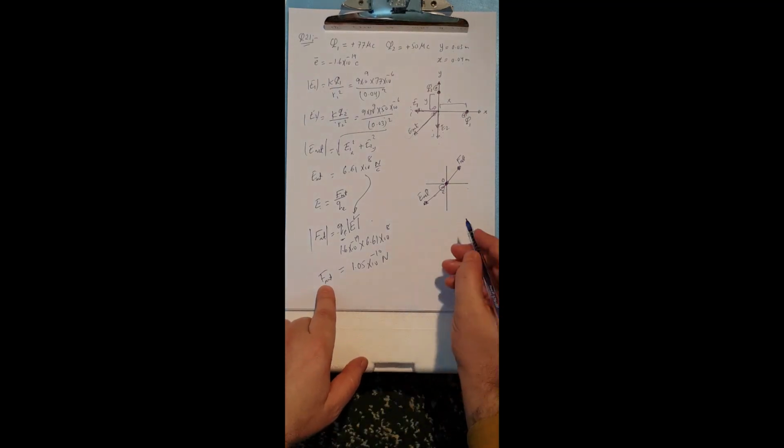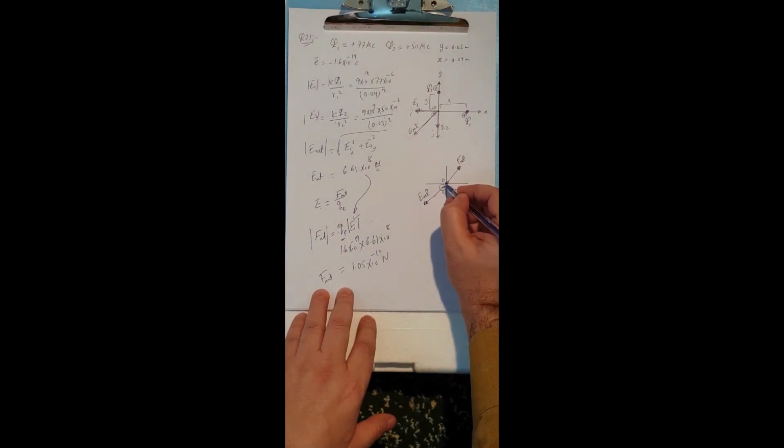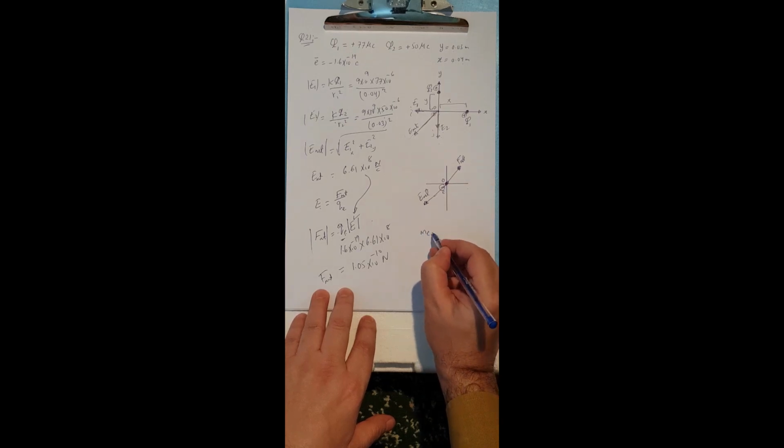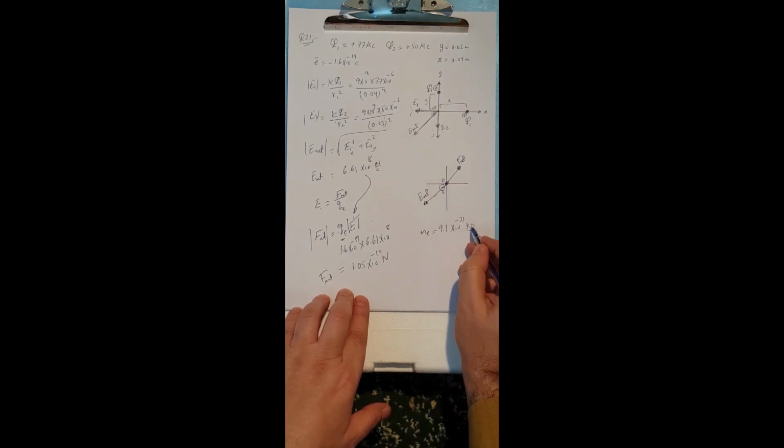Now, once you find F net, of course, you can find the acceleration of the electron, but you need the mass of the electron. The mass of an electron is equal to 9.1 times 10 to the power minus 31 kilogram. This will be given, usually it is given.